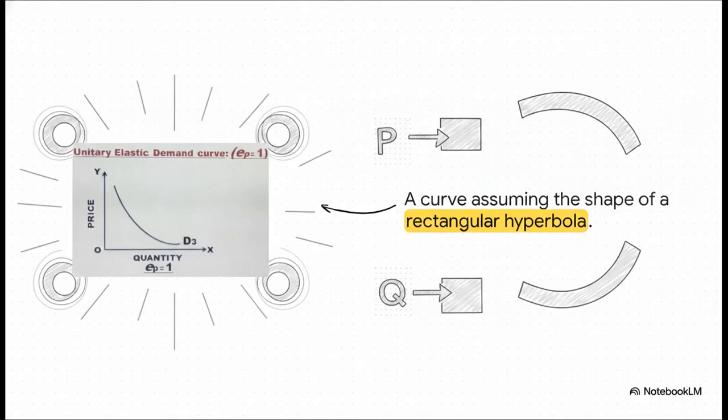We have officially arrived at the exact mathematical middle point of our spectrum, and I absolutely love the elegance of this concept. A unitary elastic demand curve assumes the shape of a rectangular hyperbola. It extends towards the axes in a beautifully uniform way, but theoretically, it never actually touches them. It represents a state of perfect proportional harmony between price and quantity.